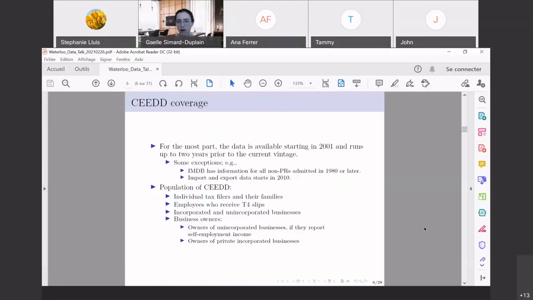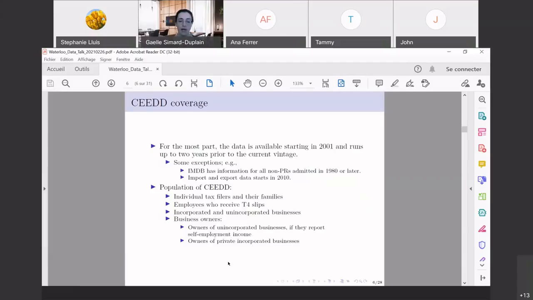There are some exceptions. The IMDb information, for instance, is available for all non-permanent residents that are admitted in 80 or later, so quite a bit more information. But then the export and import data, for instance, only starts in 2010. And I think the business ownership data also starts in the mid-2000s or something. But generally, it starts in 2001, so we're going to use, for instance, in the paper, 2001 to 2015, I think, because we used the 2017 vintage.